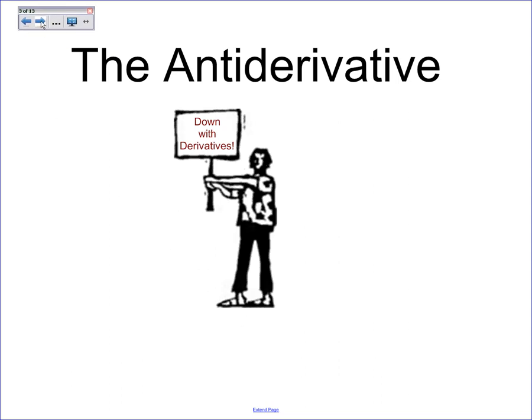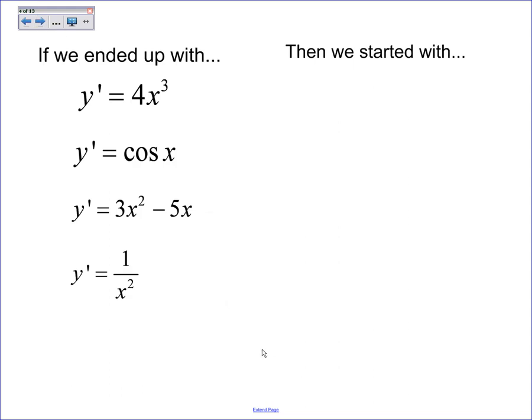What is the antiderivative, you might ask? Let's find out. If you took the derivative and you ended up with y prime equals 4x cubed, what did you start with? What was the actual function that you took the derivative of to end up getting that answer? Hopefully, you might be thinking x to the fourth. So we're working our way backwards.